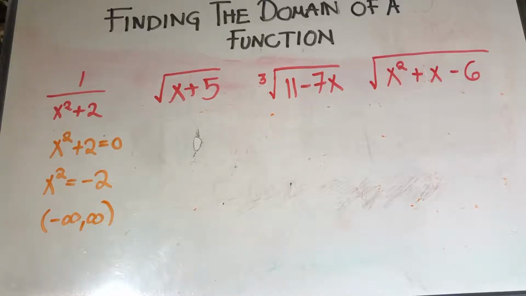Now let's look at the domain of a square root function. To find the domain, you have to set the expression inside the radical greater than or equal to 0. The reason for that is because we can't take the square root of a negative number. Keep in mind also when you divide or multiply by a negative number, the inequality signs get reversed.